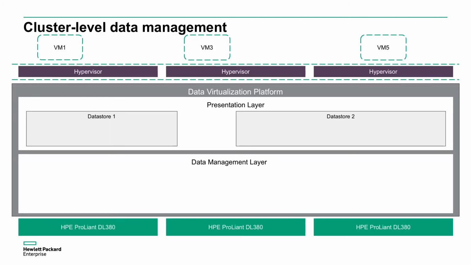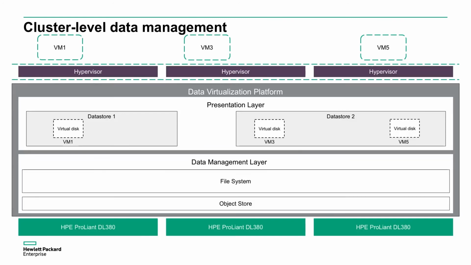Data stores are maintained and presented in the presentation layer to make the VM files available to the hypervisor. Representations of the virtual machine disk files are presented within the data stores. Within the data management layer are two sublayers, the file system and object store. No actual data or metadata is stored or managed in the presentation layer, only pointers down to data containers in the file system within the data management layer, which are represented by these boxes.